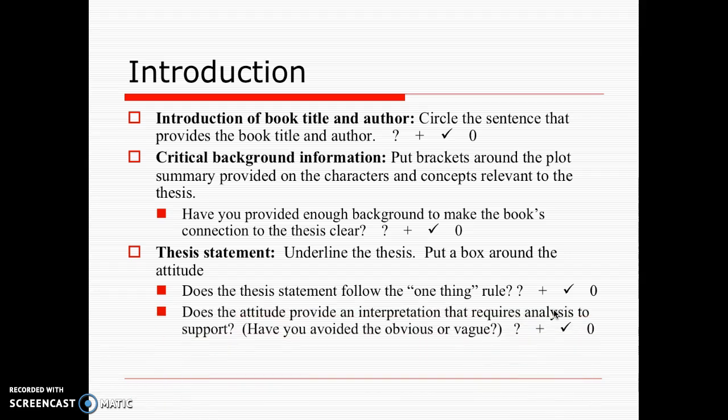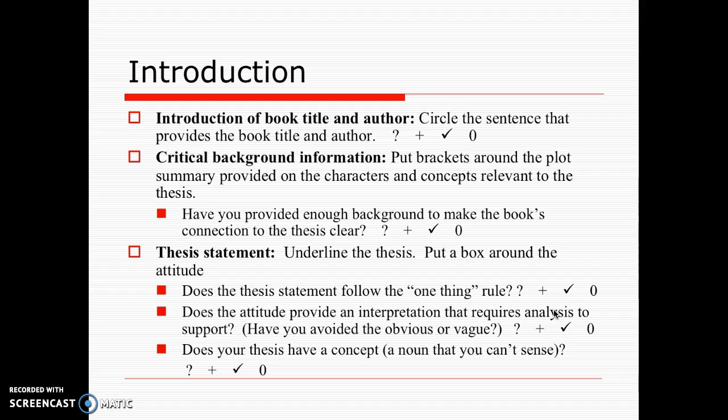Next, ask yourself, does the attitude that you've put a box around provide an interpretation that requires some analysis to support? So in other words, have you avoided the obvious things that are actually stated directly in the book, and have you avoided statements that are so vague that it's really hard to tell how you would prove them anyway? And again, question mark, plus, check, or 0, depending on how you feel about what's there. And then finally, like I said, check to make sure that your thesis has a concept, in other words, a noun that you can't sense. Question mark, plus, check, 0, depending on what you see there.